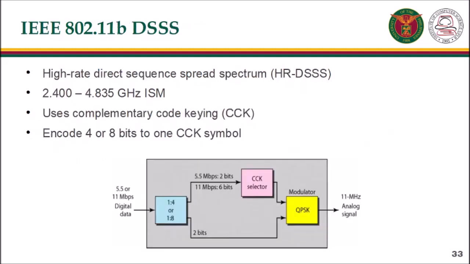IEEE 802.11b DSSS describes the high-rate direct sequence spread spectrum method for signal generation in the 2.4 to 4.835 GHz ISM band. HRDSSS is similar to DSSS except for the encoding method, which is called complementary code keying, or CCK. CCK encodes 4 or 8 bits to one CCK symbol. To be backward compatible with DSSS, HRDSSS defines 4 data rates: 1, 2, 5.5, and 11 Mbps.